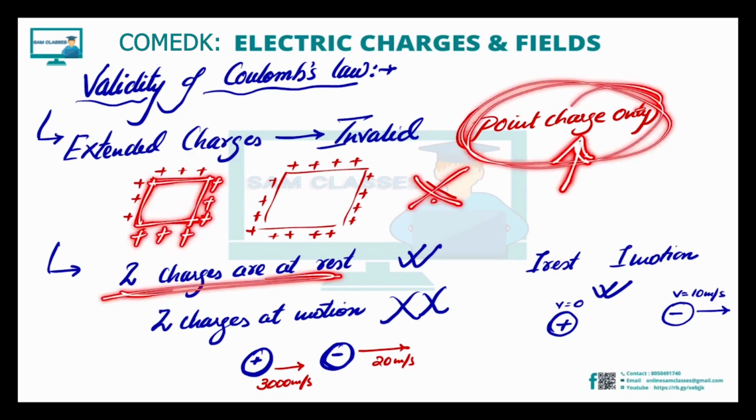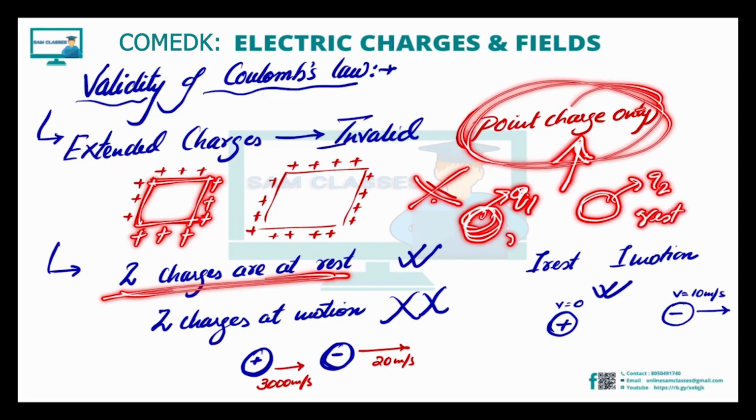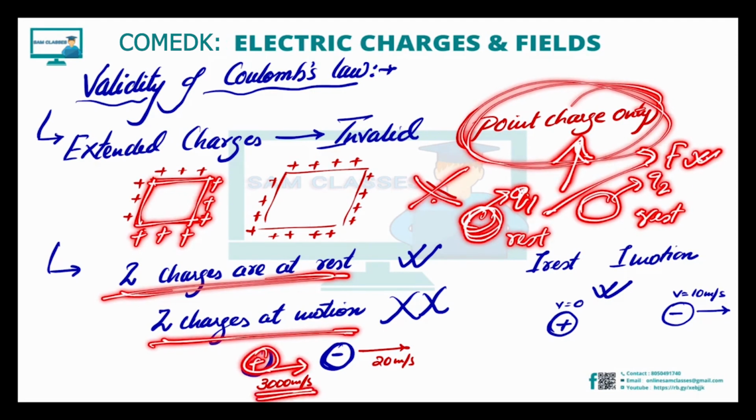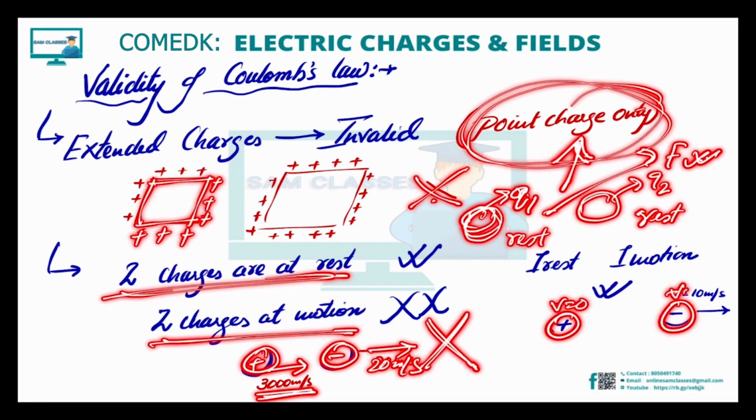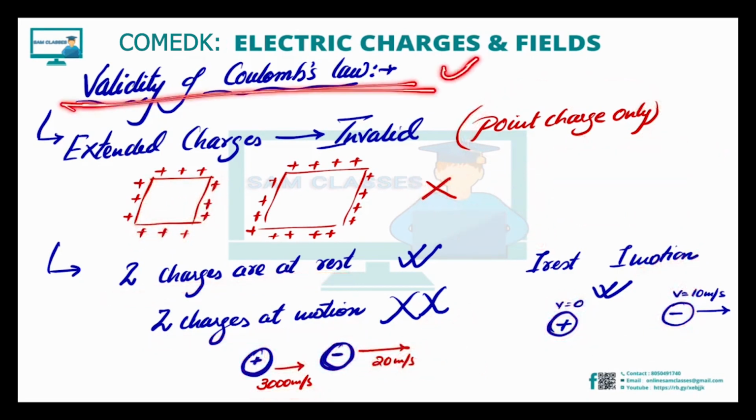Now, the second thing is if two charges are at rest. Let's say this is your charge Q1, this is the charge Q2, and both are at rest. Now we can apply Coulomb's law, and we can get the force. Now, what if both are in motion? One charge is positive and started running at 300 meters per second, and the negative also started running at 20 meters per second. Can we apply? No. We can't apply here. If one charge is at rest and the other charge is in motion, can we apply? Yes, we can apply, students.